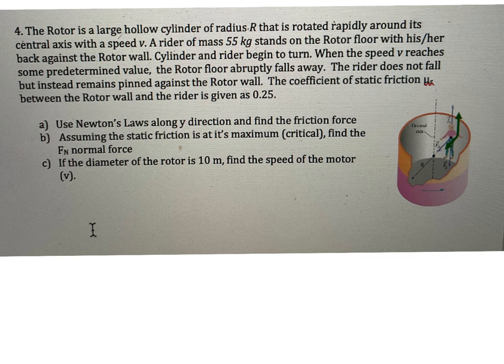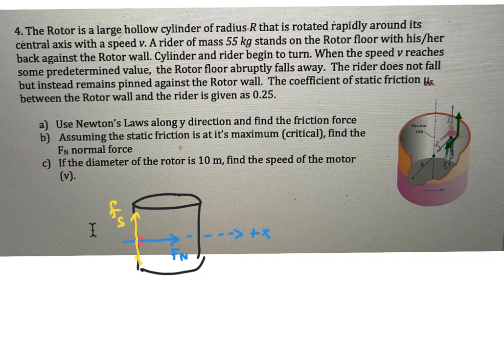Okay, I'm going to do this problem from the homework, the last homework I believe, the rotor problem. We discussed this in class, but I'm going to discuss it again. Here we have the rotor, and the rider is pinned to the wall, and Fn is pointed along the x direction, positive toward the x-axis. You guys remember that? And then I have Fs pointed up.